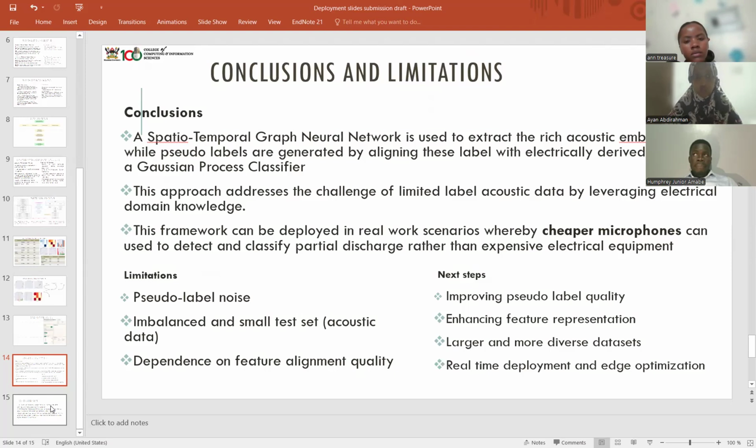So the limitations we have is pseudo label noise. The second one that we got was imbalanced and small test sets on the acoustic datasets. Then the third one we got was the dependency on feature alignment quality. Finally, our next steps are to improve the pseudo label quality, enhance feature representations, use larger and more diverse datasets, and then real-time deployment and edge optimization.